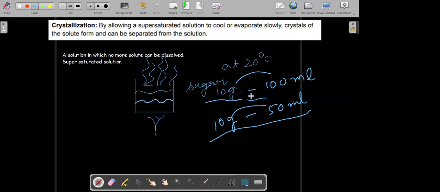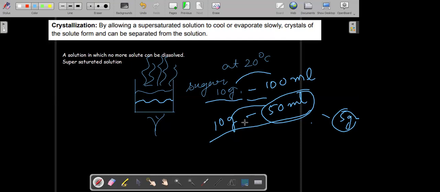See, here the solvent is decreasing. When the solvent decreases, 50 ml of water should be dissolving only 5 gram of sugar. But at this stage, we still have 10 gram of sugar dissolved in it. Yes sir, that is why we call this solution a supersaturated solution. Okay, sir. So this is a supersaturated solution.